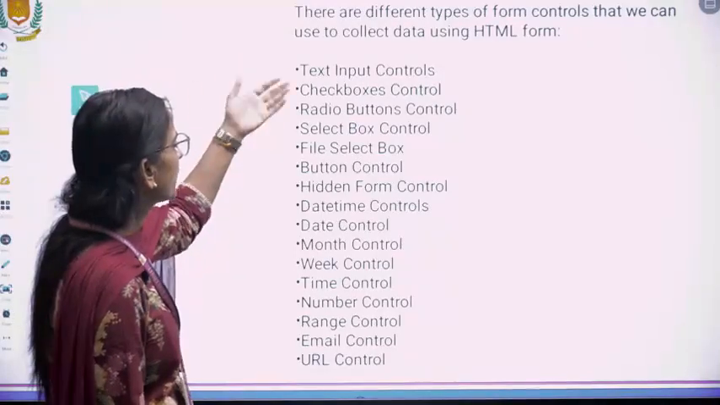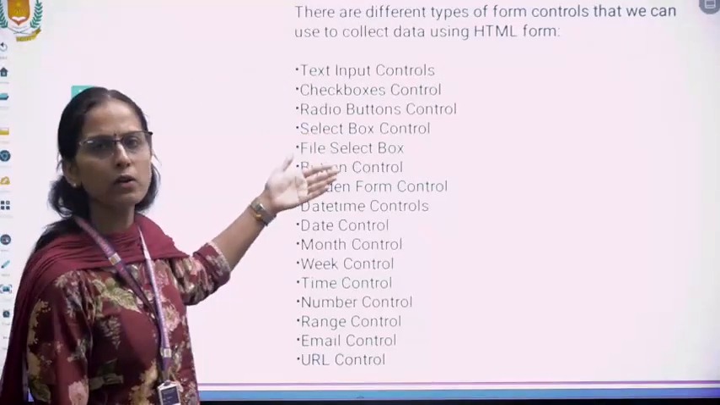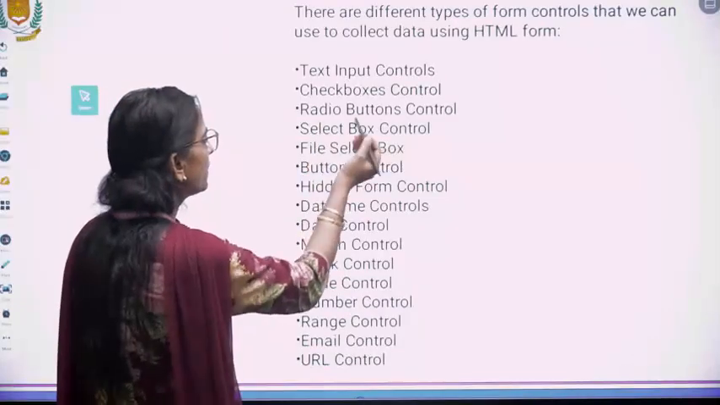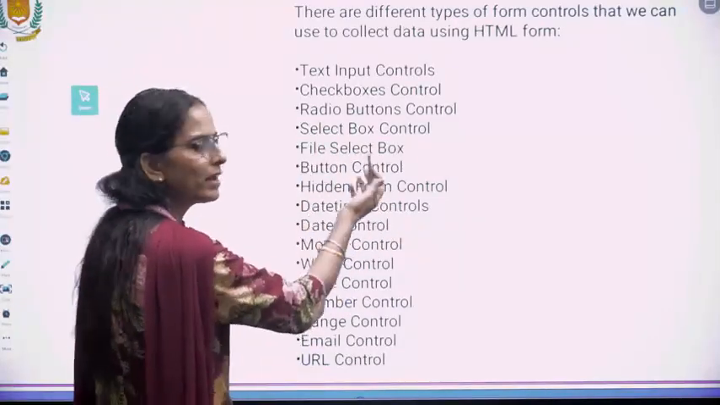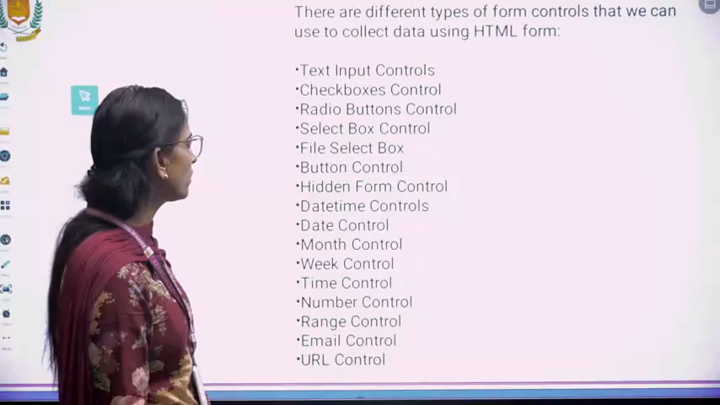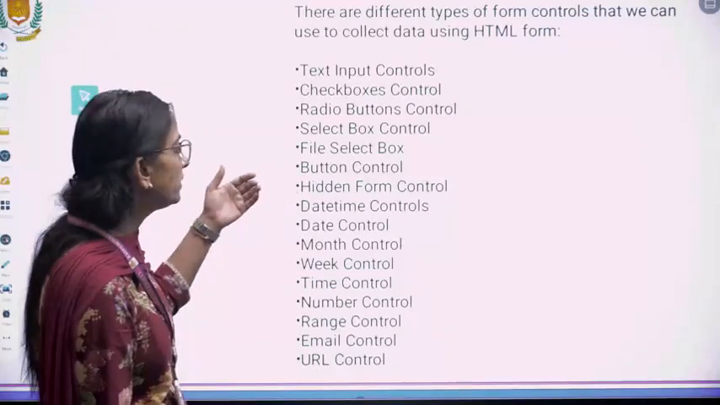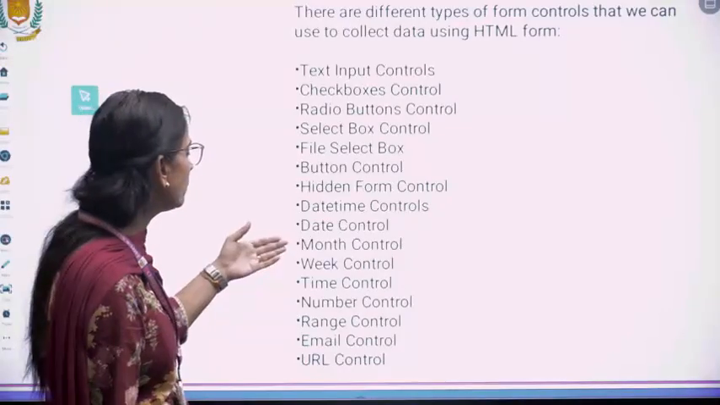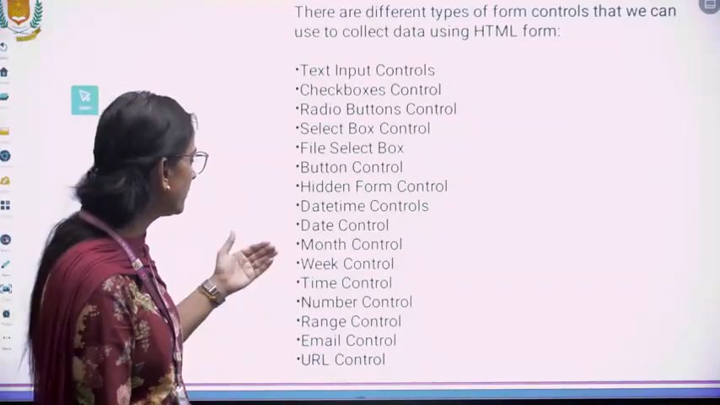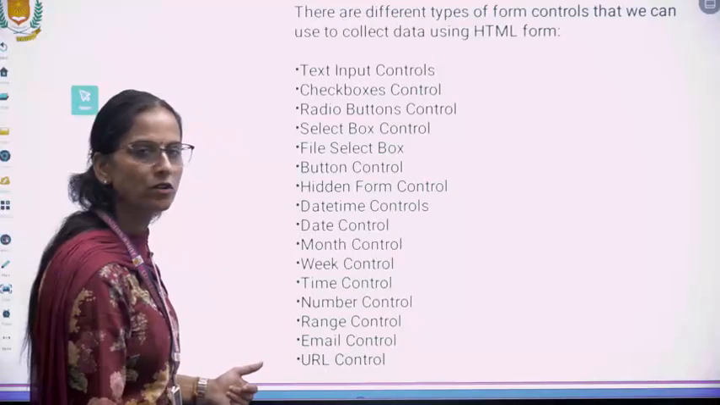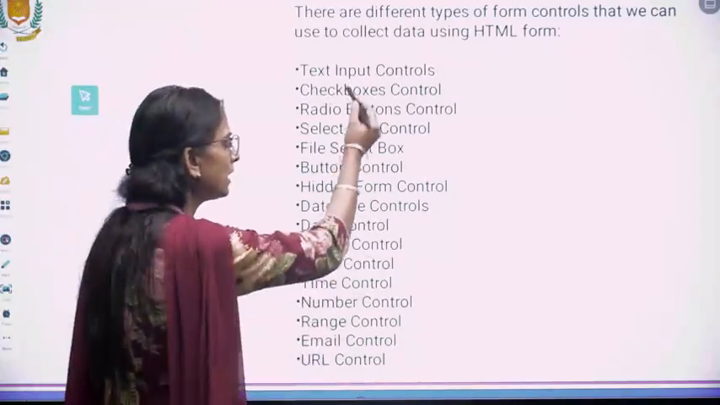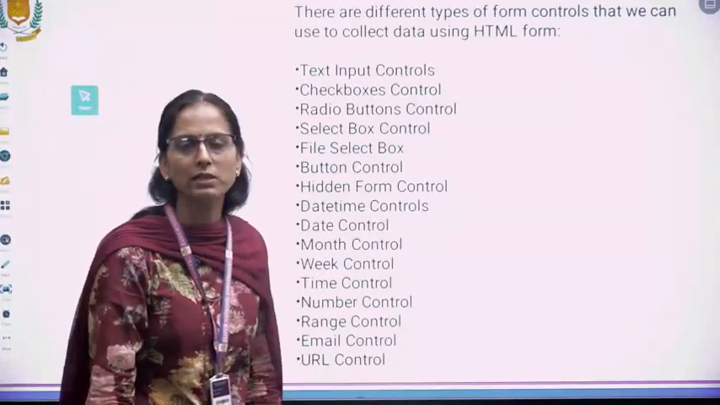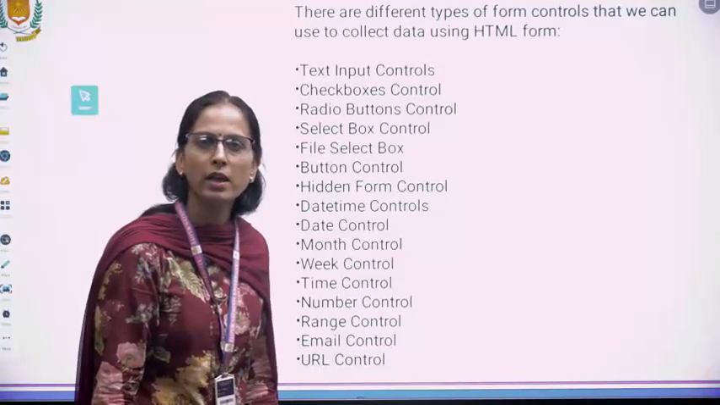Text boxes, check boxes, you must be very familiar with all these things. Radio buttons, select box, file select box, drop down list boxes are there. Buttons, date and time controls, how can you give the date and time. Then we have month control, week, time, number, email control, URL control. All these are the different kinds of boxes that can be taken to input the information.